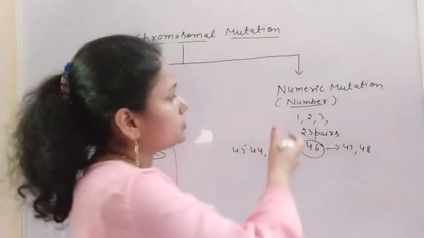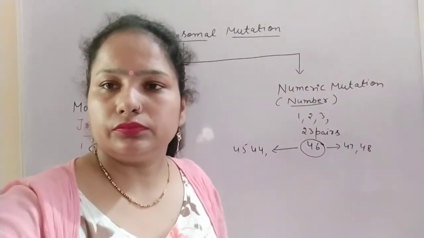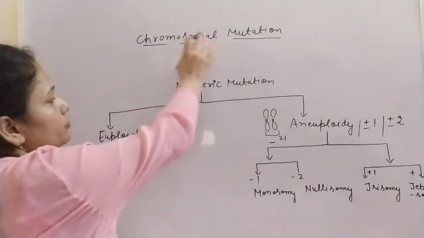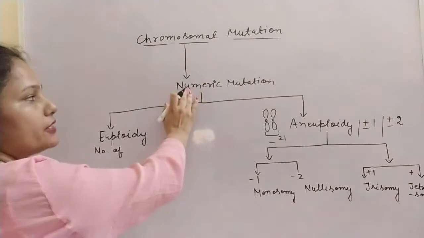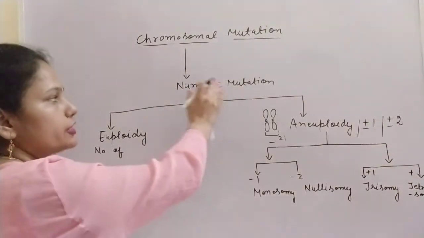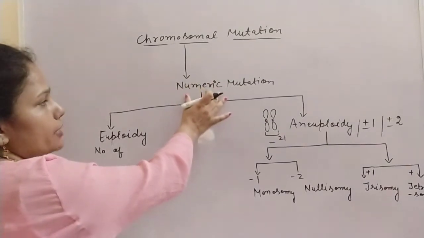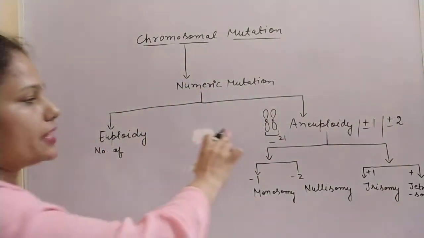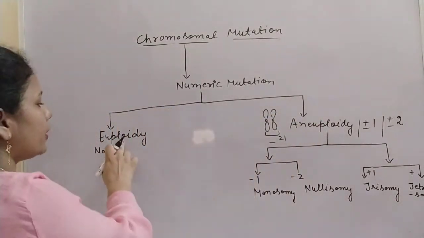So let us discuss the types of numeric mutation. Now the types of chromosomal mutation on the basis of chromosome number, that is the numeric mutation. There are 2 types of numeric mutation. First is euploidy and second is aneuploidy. So what is the meaning of euploidy?